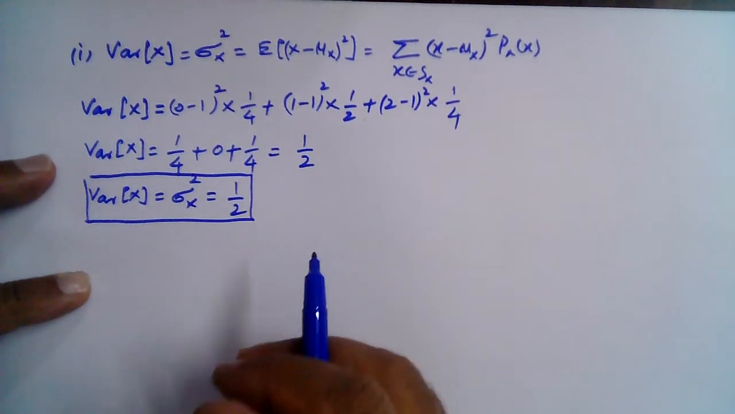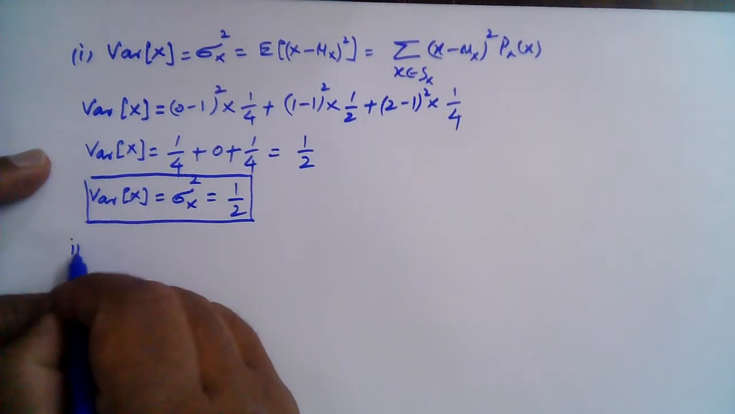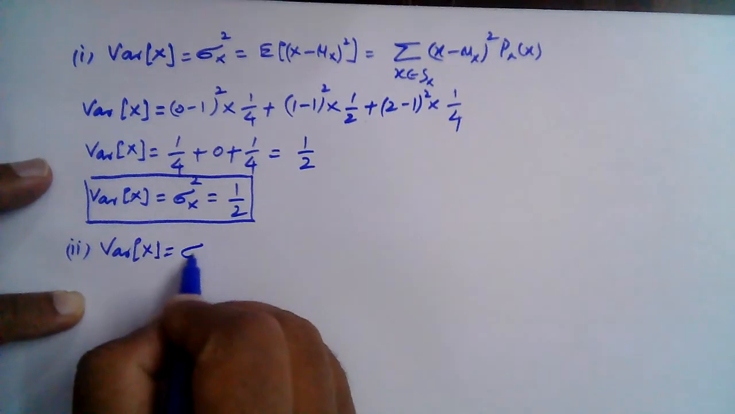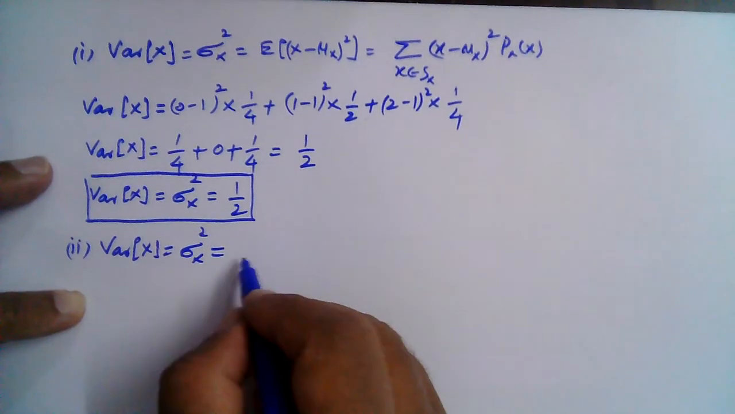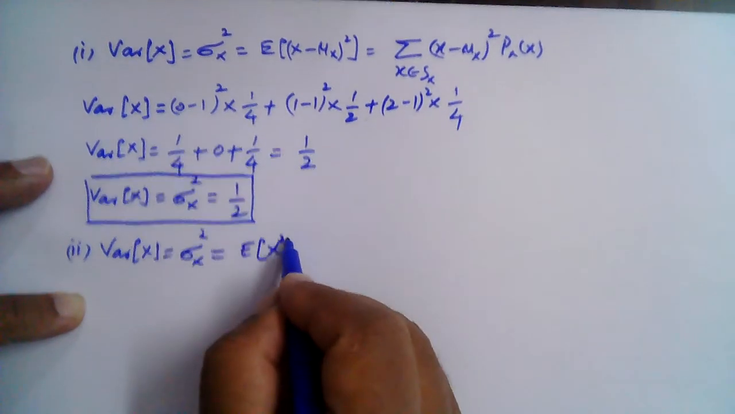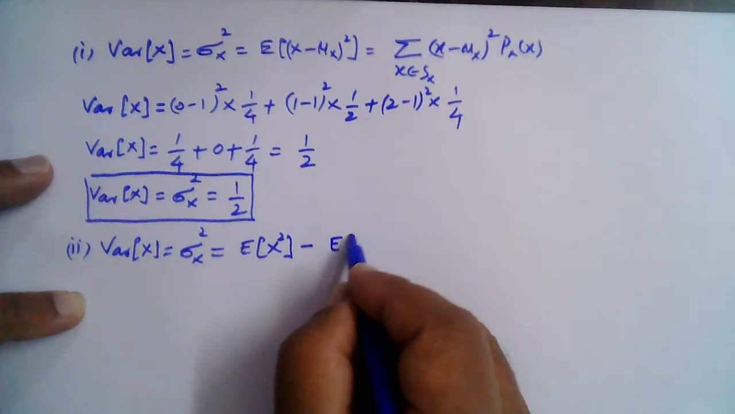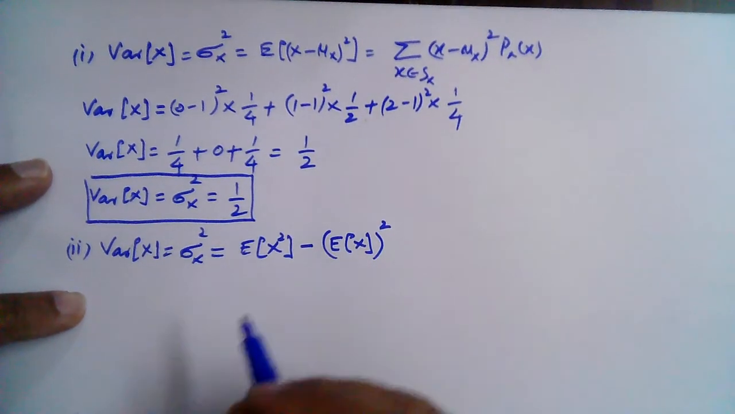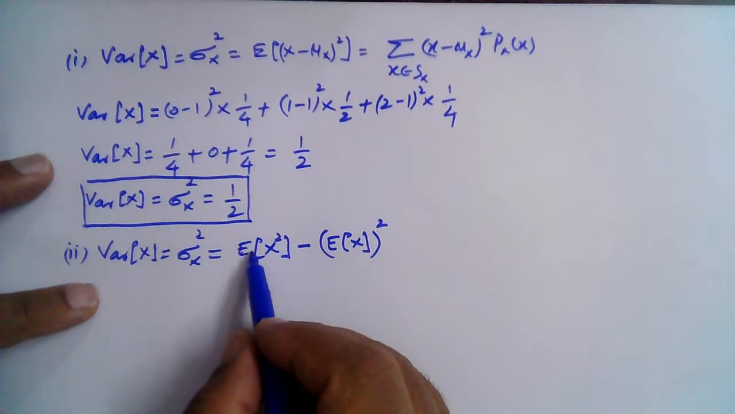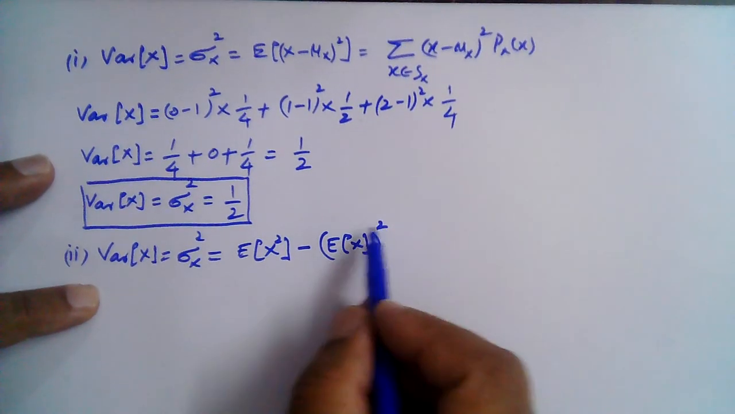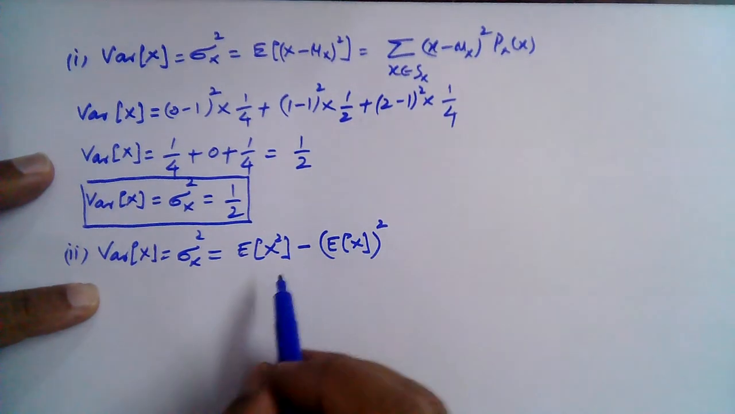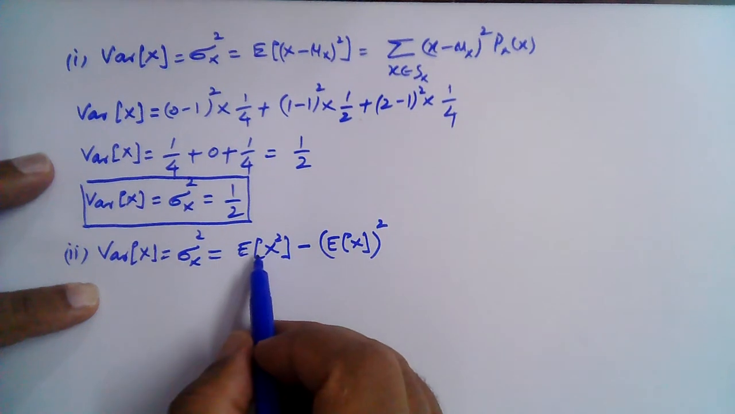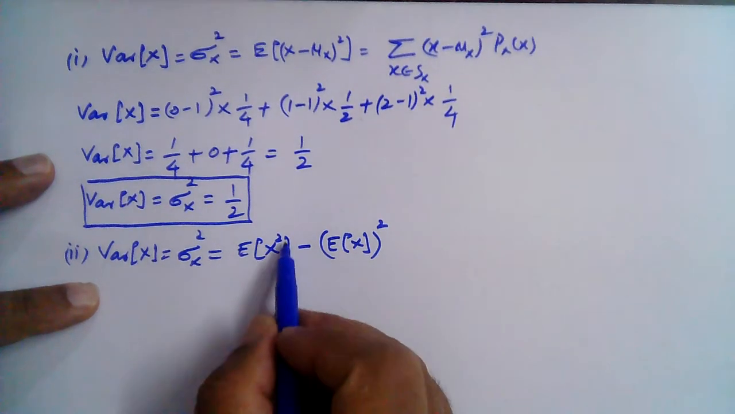So this is by using the first method. Now we can also use the second method. The variance of x, sigma x square, is equal to expected value of x square minus square of the expected value of x, right? So see the difference. This is the expected value of x square, and this is the square of the expected value of x, right? So we already know the expected value of x, this is 1. We just need to find this thing, the expected value of x square.